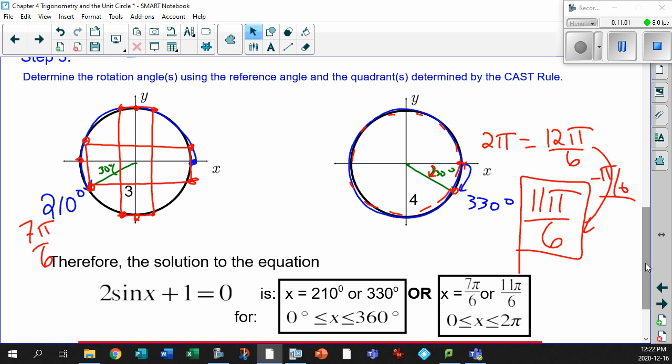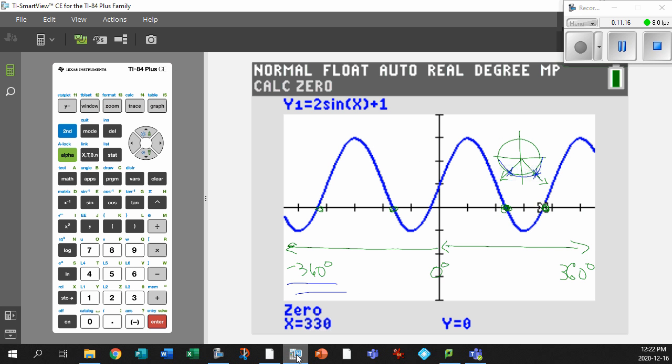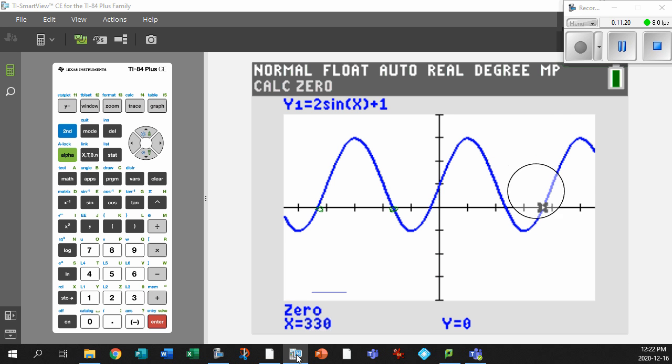But remember, here's the thing that's very important to see here. This is based on one rotation of the unit circle. So I'll go back to my calculator here, and I'm just going to quickly erase this. What's going to happen if we're not looking at one rotation of the unit circle? So in other words, check this out.